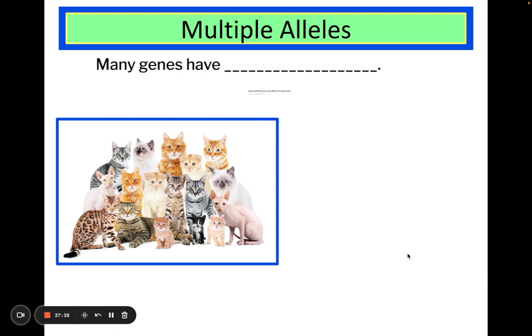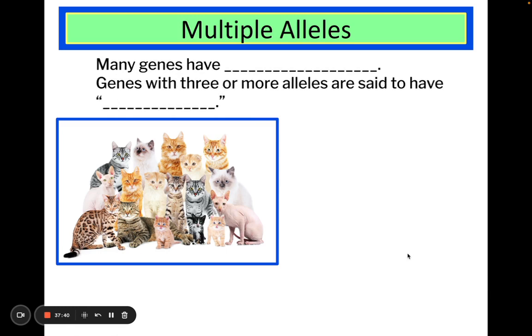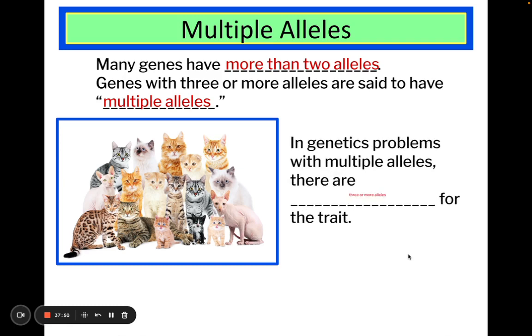So let's talk about multiple alleles. Many genes have more than 2 alleles. Genes with 3 or more alleles are said to have multiple alleles. We can also call that polyallelic. In genetics, problems with multiple alleles have 3 or more alleles for that trait, okay?